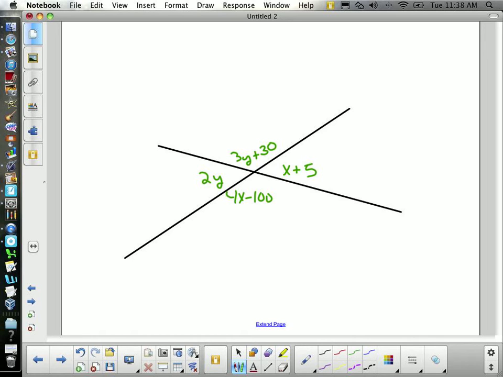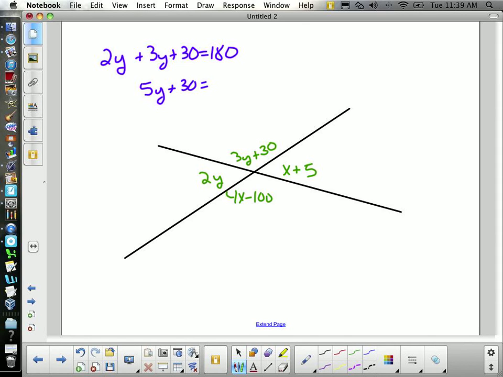So if I'm not going to set them equal to each other, what do you think I'm probably going to do with them? Add them and set them equal to 180, because what type of a pair are these two? They're a linear pair, which means they are adjacent and supplementary. There it goes. See, it works together. So 2y plus 3y plus 30 is 180.